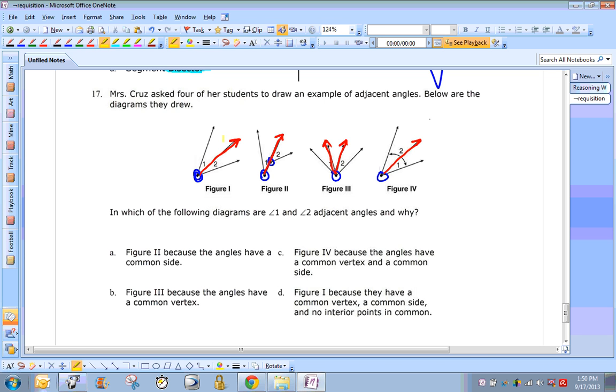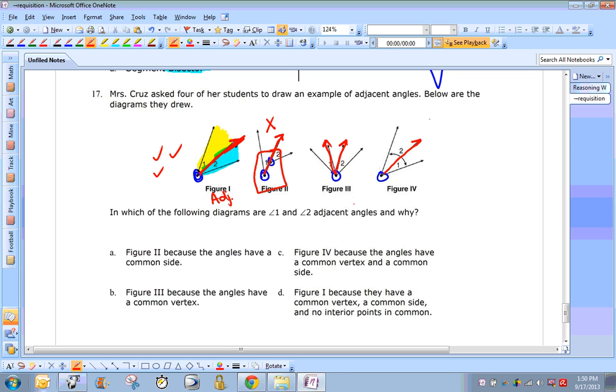So let's go through each one. I've got angle 1 here in yellow and angle 2. So, do they share a vertex? Yes. Do they touch? Well, yeah, right here along this line. And do they not overlap? Of course. So number 1 is adjacent. Let's look at the second one. Do they share a vertex? No. So right now, because they don't share a vertex, we know they're non-adjacent.